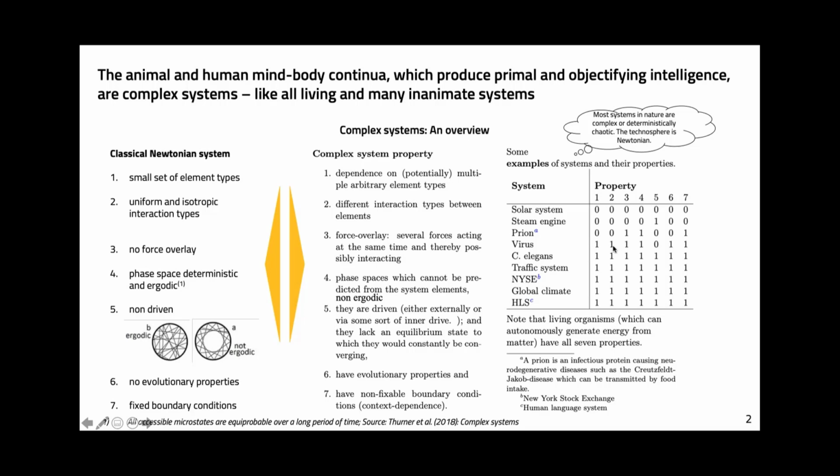But then as soon as I get to the virus, I almost have all the properties. A virus is, although not driven, because it cannot synthesize energy. And then with the most primitive organism, I have all the properties of a complex system. So it is important to realize that most systems in nature are complex or deterministically chaotic. And so basically, there are only very few Newtonian systems out there. And most of the Newtonian systems that we master are technical devices that we have designed ourselves.